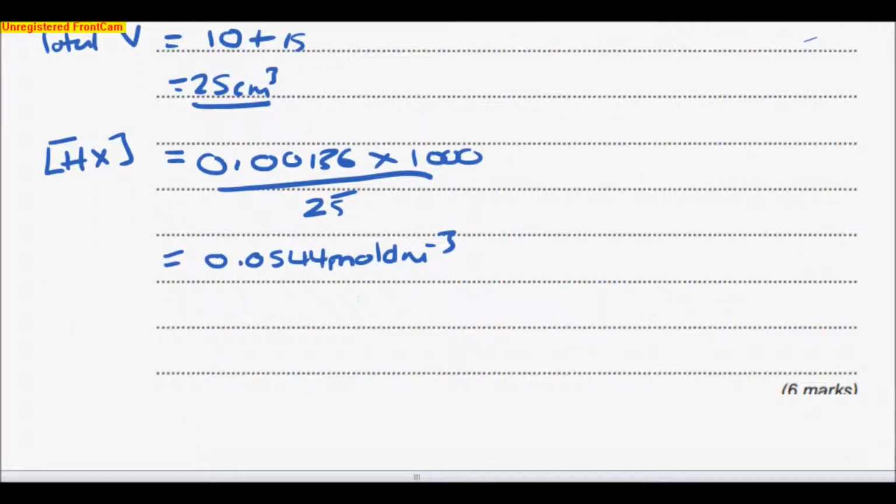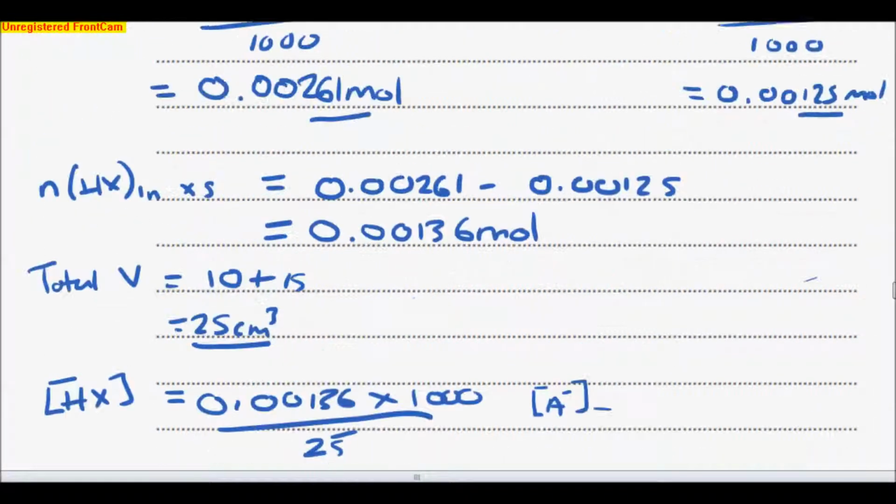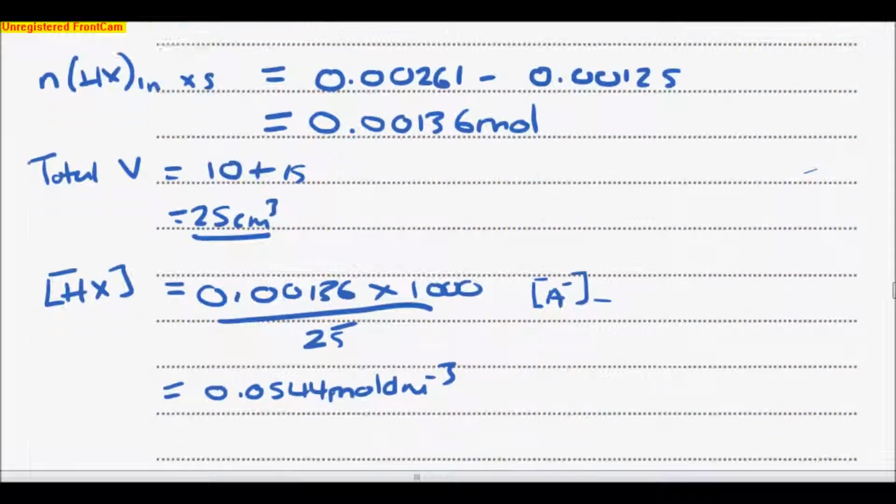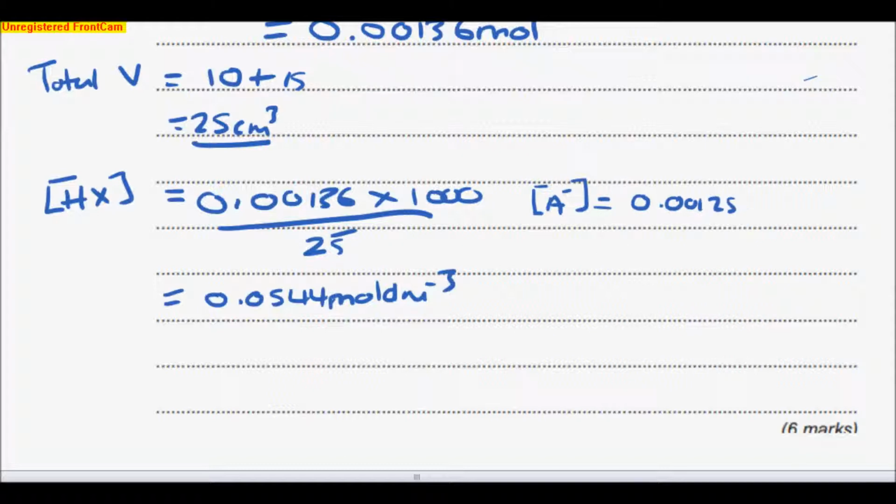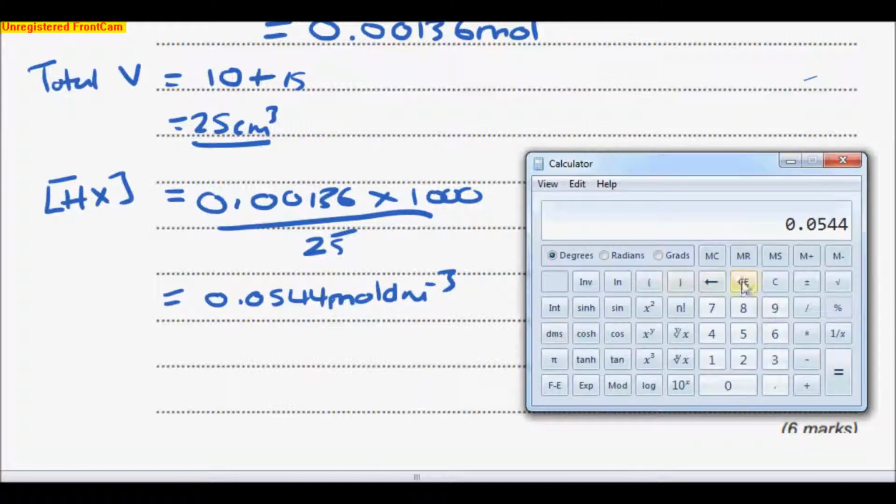Okay, the next thing we have to work out is the concentration of A minus. So the concentration of A minus will equal the number of moles that we have, which is 0.00125, times 1000 divided by the new volume, which is 25. And that works out to be 0.05 moles per decimeter cubed.